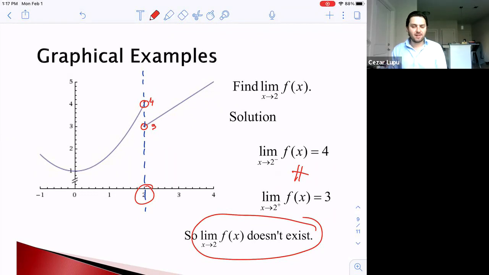You see, both one-sided limits exist, but the two-sided limit does not exist because those two limits, although they have finite values, are not equal. As you can see, 4 is not equal to 3. So the two-sided limit of f of x does not exist. Okay.